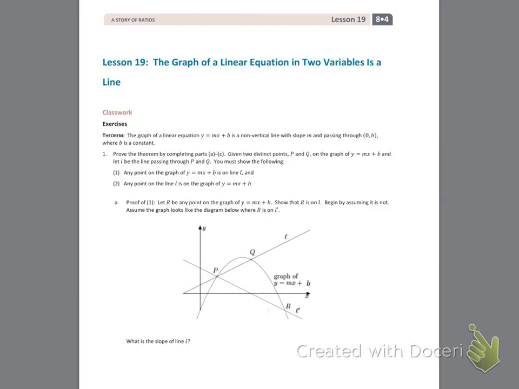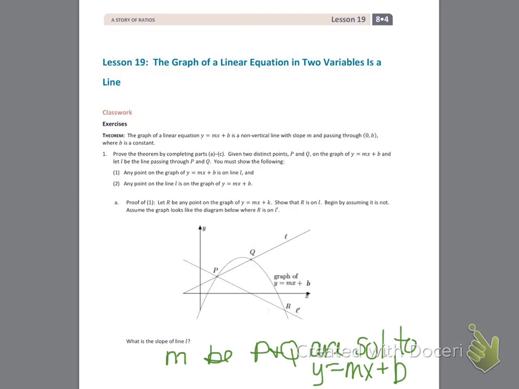Okay, so the slope of line L, like we said, has to be m, because P and Q are solutions to y equals mx plus b. And we've already shown that the slope between any two solutions to y equals mx plus b is m. So we know that that slope has to be m.